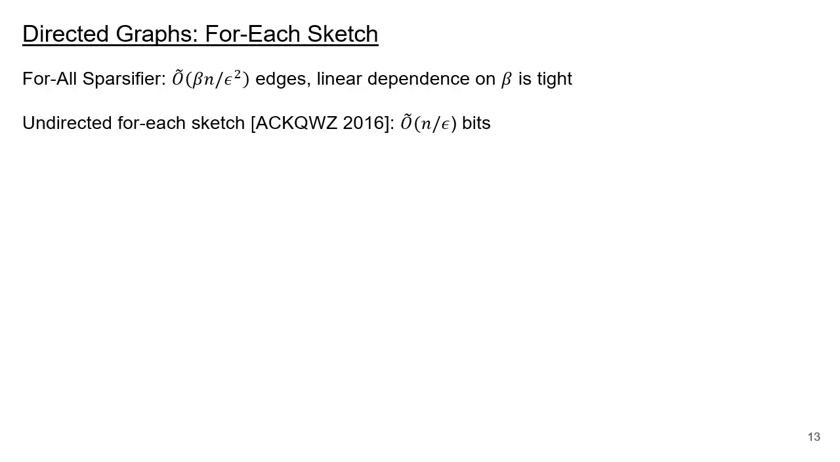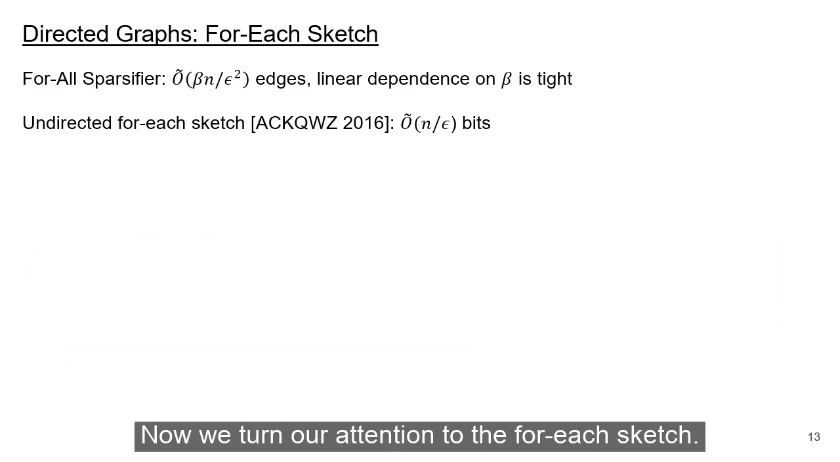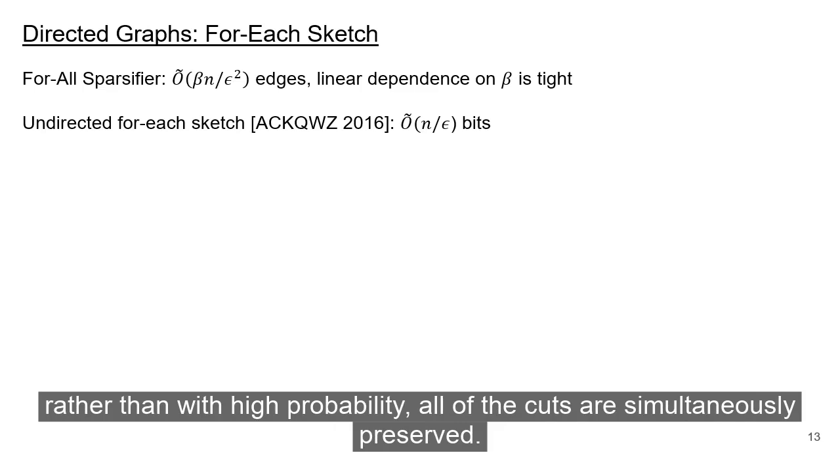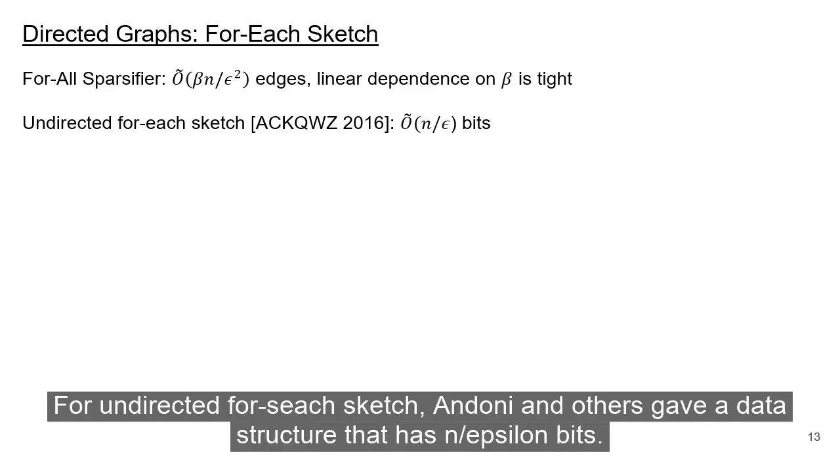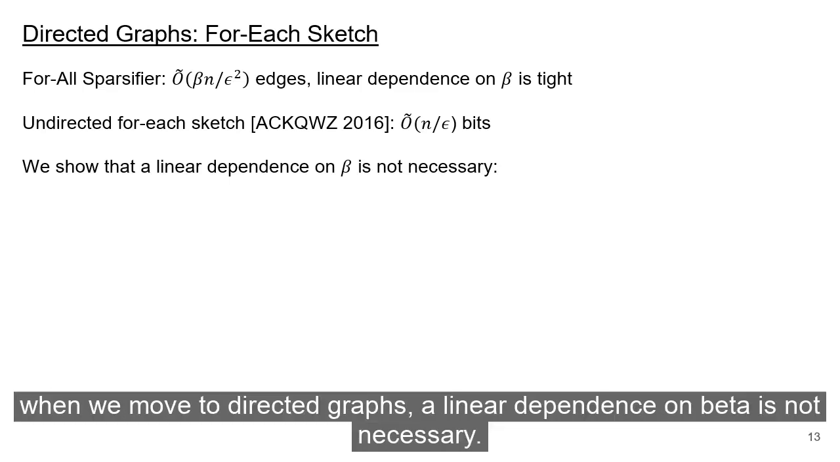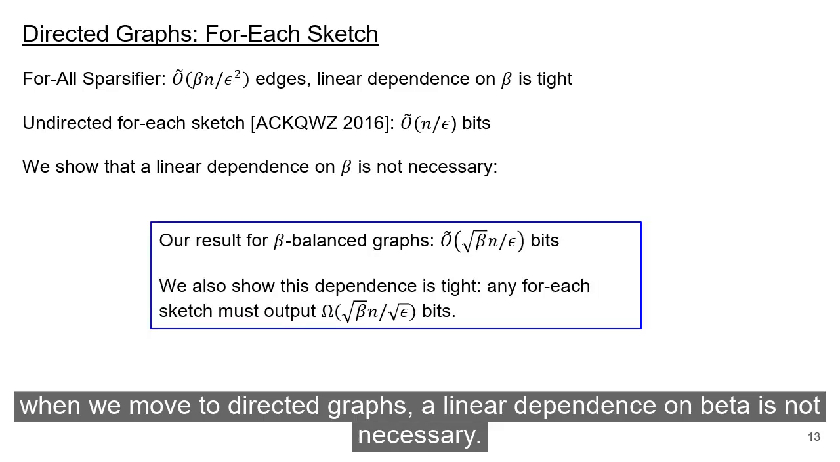So now we turn our attention to the for-each sketch. Recall that in this guarantee, each cut should be preserved with high probability, rather than all the cuts being simultaneously preserved with high probability. For the undirected for-each sketch, Andoni and others gave a data structure that has n over epsilon bits. We show that, unlike the sparsifier situation, when we move to directed beta-balanced graphs, a linear dependence on beta is not necessary.